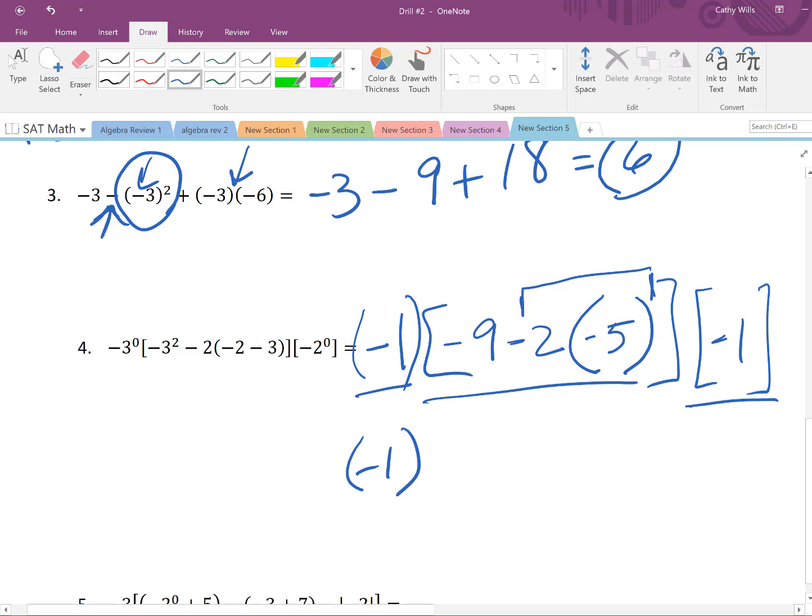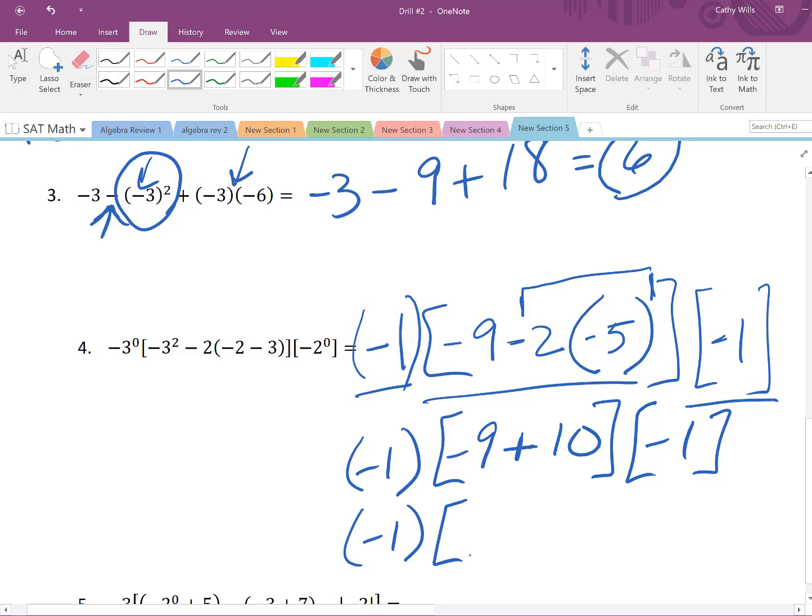So out front you've got negative 1. Here you've got negative 9 minus, or, well, if you're going to multiply negative 2 times negative 5, you can say plus 10. So it'll be plus 10. And then on the outside you've got another negative 1 over here, like I said. So now you've got negative 1 in front. Inside the bracket you now just have 1. Negative 9 plus 10 is 1. And then you multiply that by negative 1. And you've got 1 times 1 is 1.